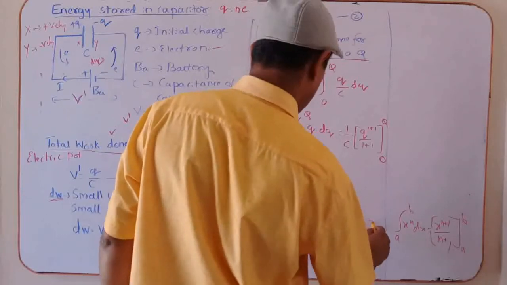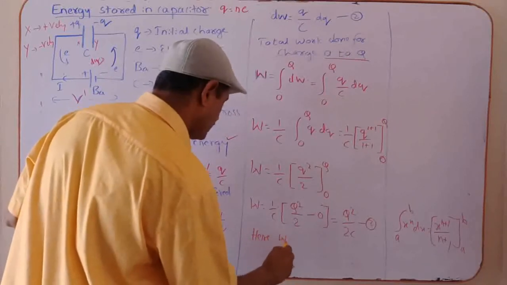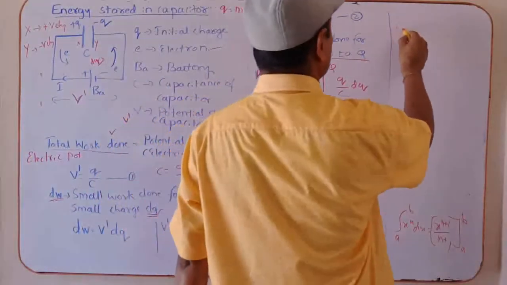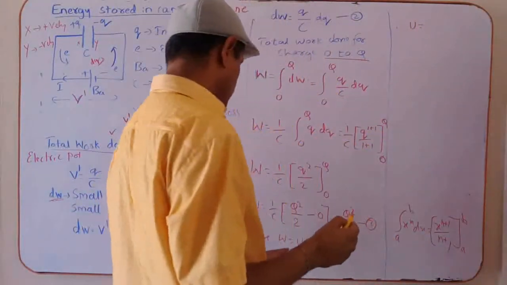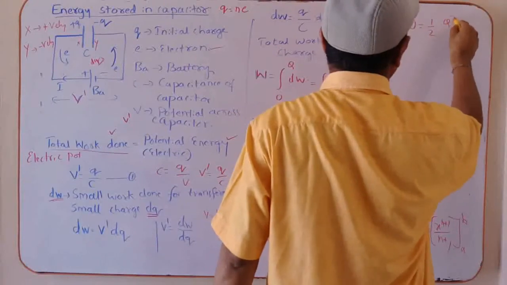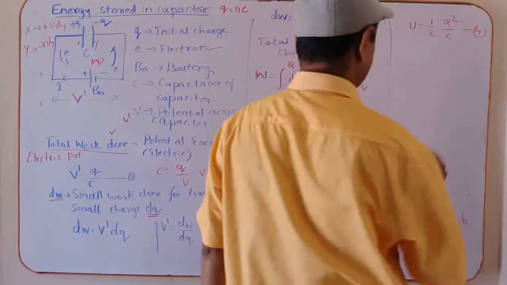You say equation number 3. Here, W is equal to potential energy. Therefore, this electric potential energy U is equal to 1 by 2 Q square by C. You say equation number 4.